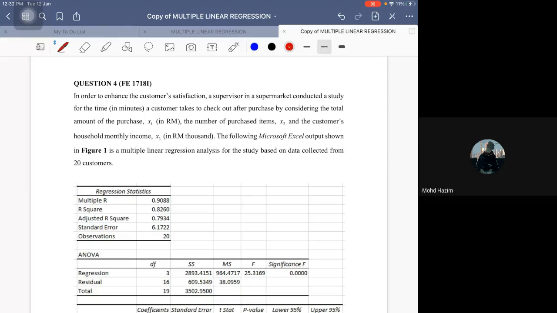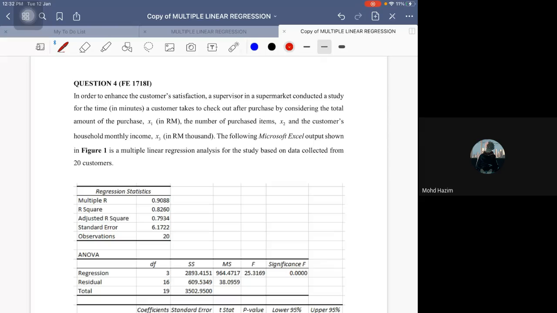So let's have a look at this particular problem. This is from the final exam, semester 1, 17-18. The question says, in order to enhance customer satisfaction, a supervisor in a supermarket conducted a study of the time a customer takes to check out after purchase, by considering the total amount of purchase, the number of purchase items, and the customer's household monthly income.